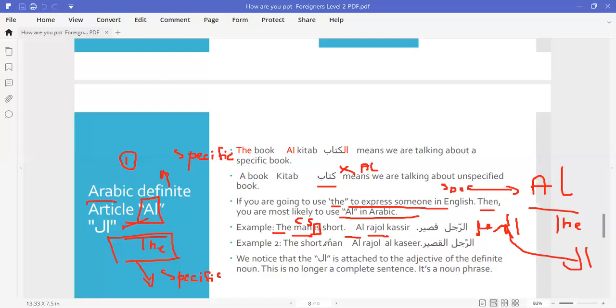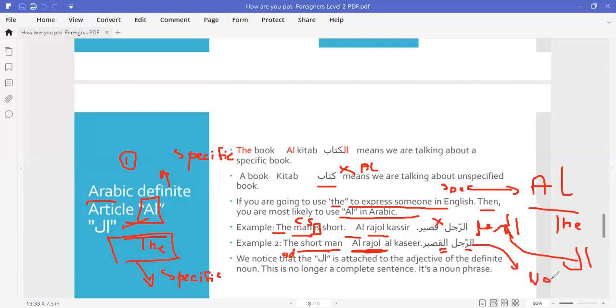The man, what does it mean? Al-rajul. When we say "the man is short", al-rajul qasir, this is a complete sentence, but we didn't use al with the adjective. But when it is a noun phrase, the short man, we added al to the adjective. Al-rajul al-qasir. So this is a noun that is specified.